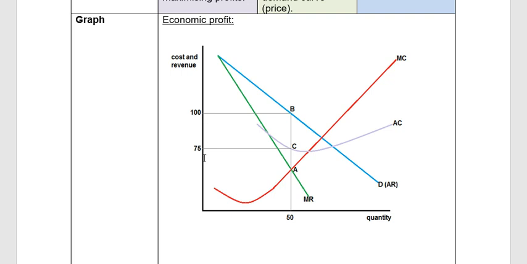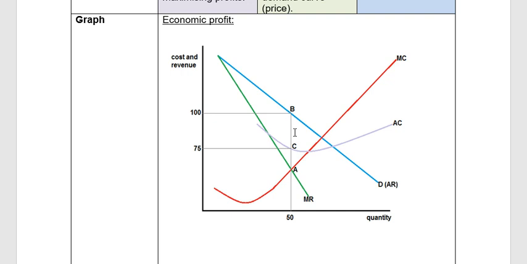My average cost is 75. My average revenue is 100. This means that my average revenue is higher than my average cost. We can also see the average cost curve is below my demand curve here at the profit maximization point. And that means that this monopolist will be making an economic profit.